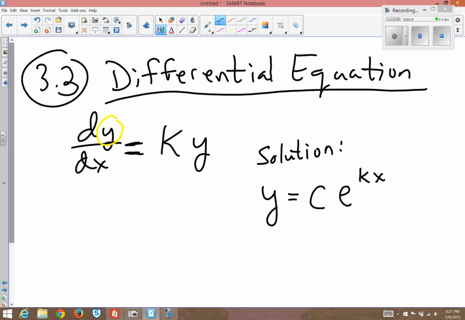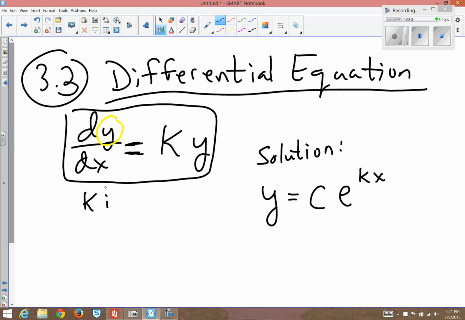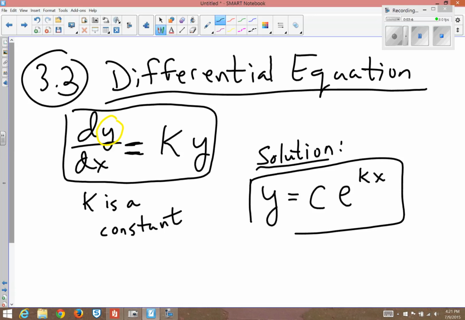In the given differential equation, k will be some constant. It should probably be given. In the solution, that k will be the same constant that's in the given, that k in the exponent. And the c will also be a constant, but you'll have to find it. And then we'll do an example to demonstrate what we're talking about.